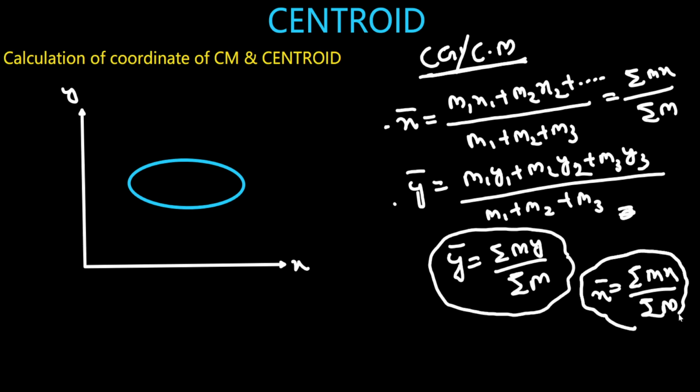Once you got this idea how we are calculating the location of CG and CM, simply we have taken the moment of the masses. Now we'll be talking about how to calculate centroid.